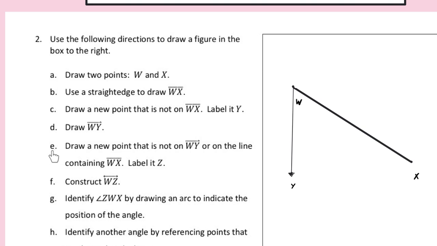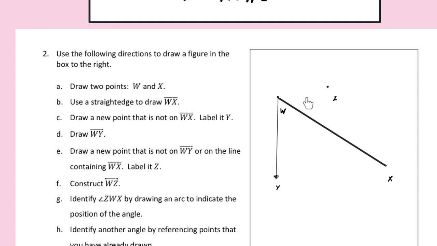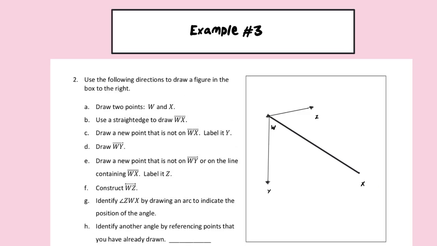Part E tells us to draw a new point that is not on WY or on the line WX and label that Z. So here's our point Z, and our next instruction tells us to construct line WZ. Here we have our line WZ with 2 arrows indicating that it will extend on forever on both ends.